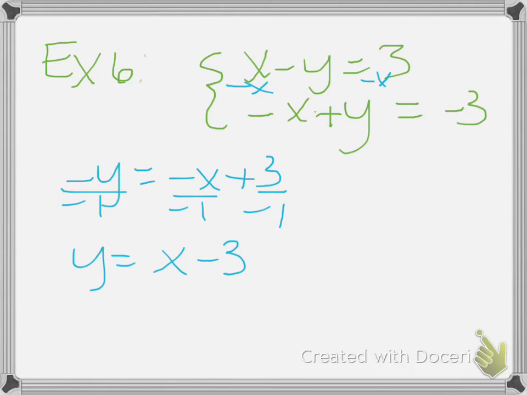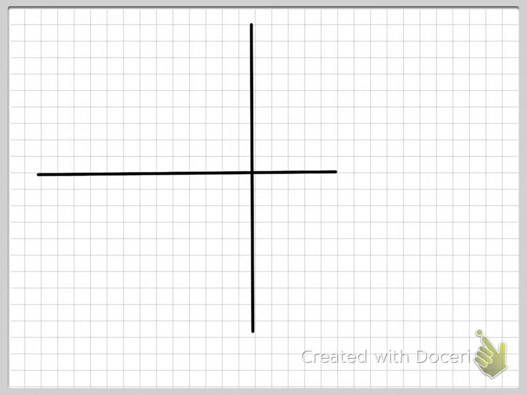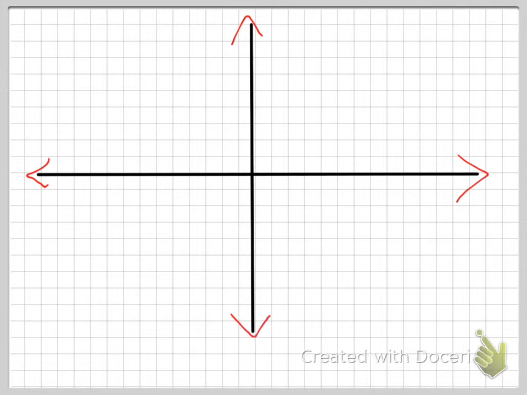Now my second one, I'm just going to add x to both sides. So I'm going to write plus x here, and I get y equals x minus 3. So what you're seeing is that both of them turn out to be the same equation. So if I were to graph both lines, since it's the same line, that'd be like graphing the same thing twice, right? So that means that our two lines are on top of each other.